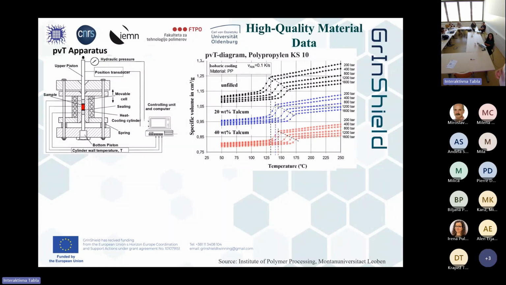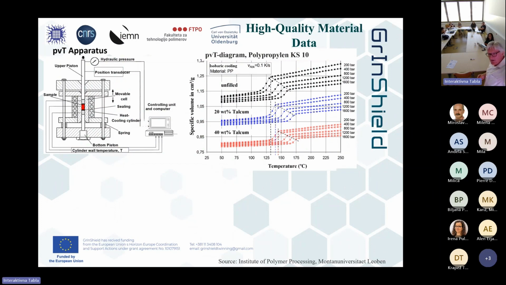And you see, if it's not filled, the black curve. If it's filled with talcum, which increases the crystallinity and is a nucleating agent, the temperature for the starting of freezing of the crystals is shifted to higher temperatures, because the crystallization starts earlier.